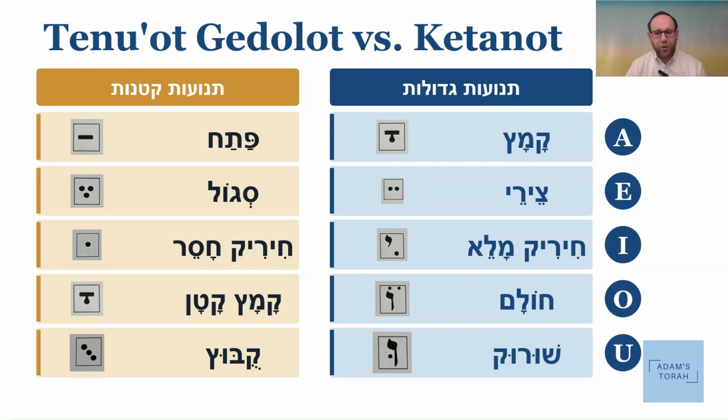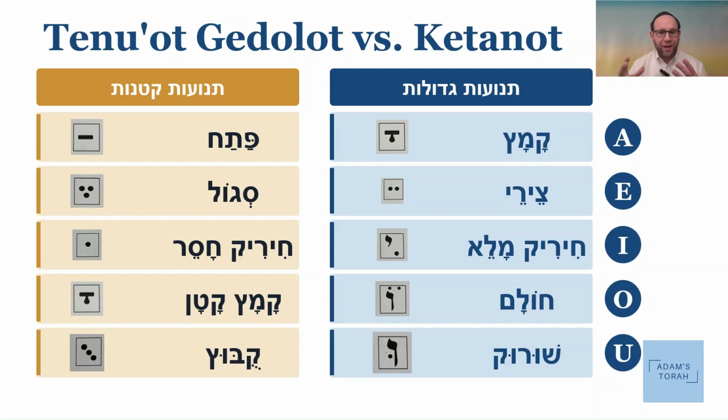Now let's move on to the O. For the O, we have a cholam. The cholam is the dot on the upper left of a letter that makes an O sound. Now, this sometimes has a vav with it, sometimes doesn't. Both of them are going to be Tenu'ah Gedolah.